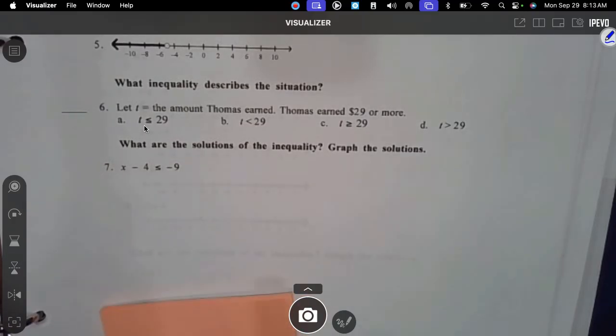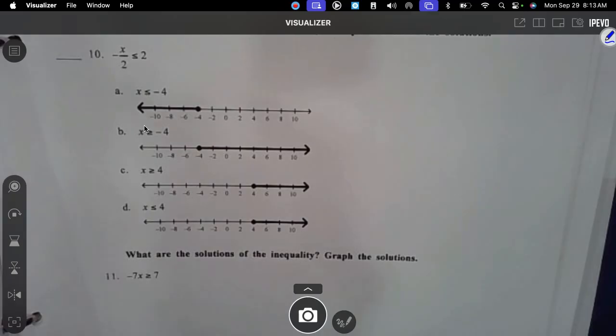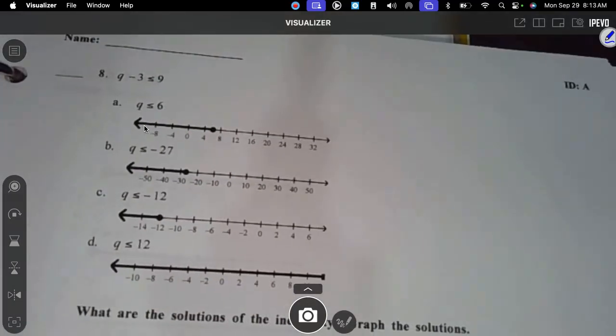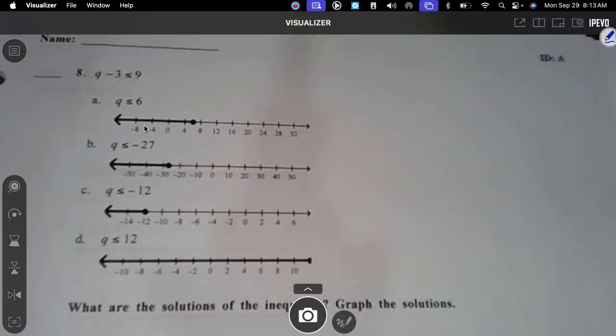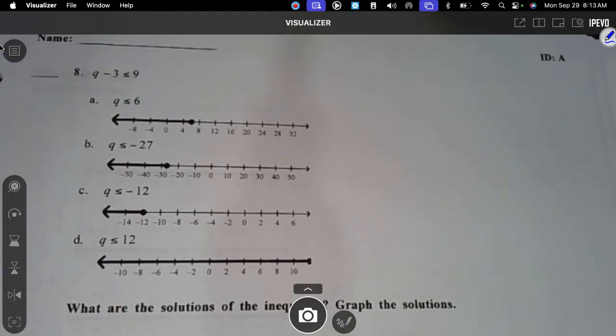Let's see. Oh, that's all the first page. Here's number 8. Number 8, we match the graph. So how do I solve number 8? What do I do to solve for Q? Add 3. So I add 3 to both sides. So Q is less than or equal to 12. C. No.